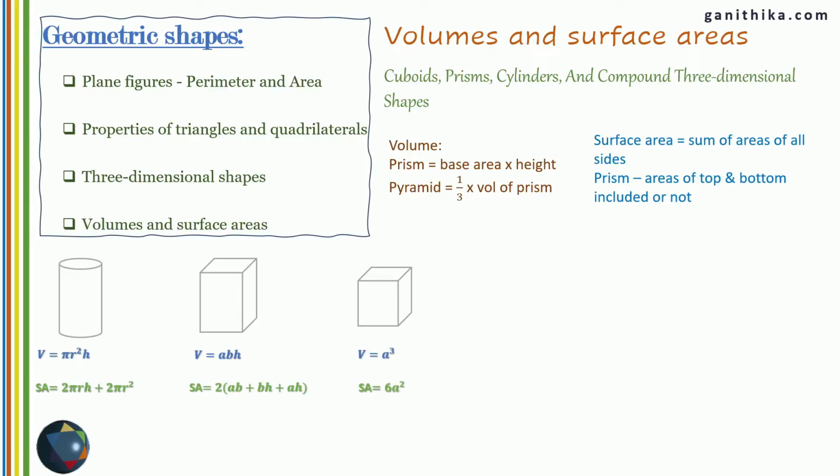And surface area is 6A squared because there are 6 sides. A squared is the area of each side. Therefore 6A squared. Again, whether it is open or not, the number 6 will change as required by the situation. Moving on to the pyramid.